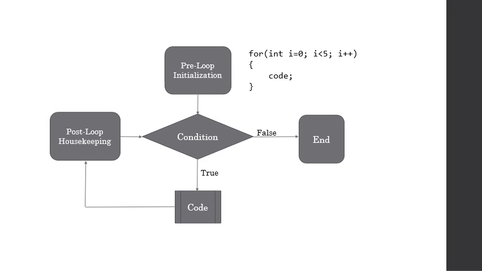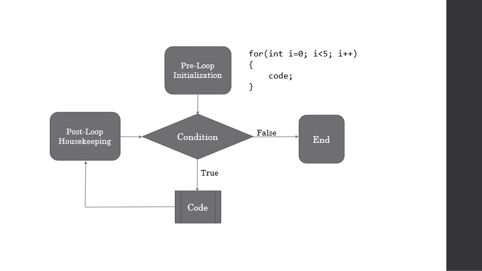Next, the program checks the conditional statement, just like in a while or do-while loop. If the statement is true, the code inside the loop is run. After the code is finished, the program goes through the post-loop housekeeping, which is often incrementing or decrementing a variable. Then the condition is checked again, and this continues until the condition is no longer true.